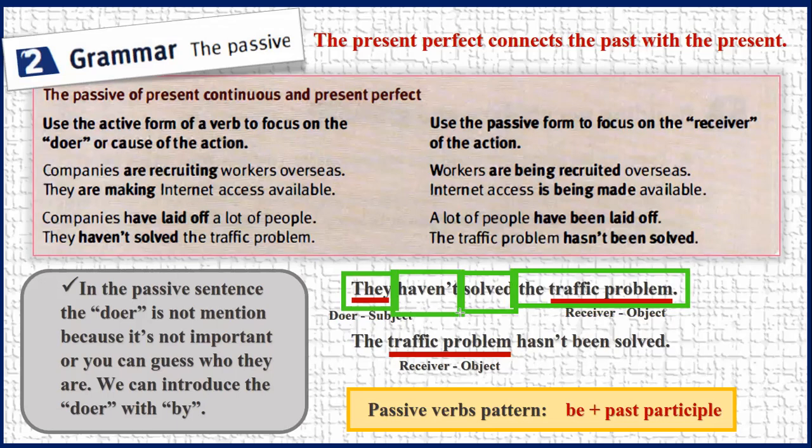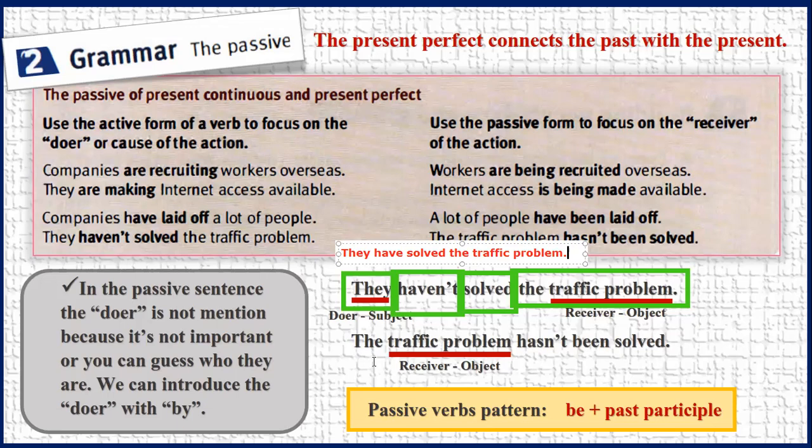Okay? Now, what if we want to change it to affirmative? Let's write it in affirmative. They have solved the traffic problem. Okay? This is affirmative. It's still present perfect. We have the subject, we have the auxiliary verb, we have the main verb, and we have the object. In this case, the complement is the object, the receiver of the action. They is the doer of the action, okay?